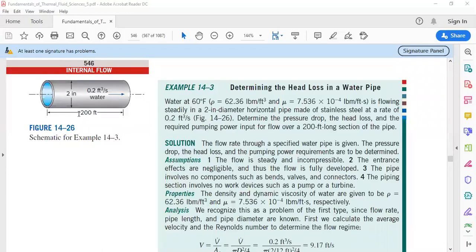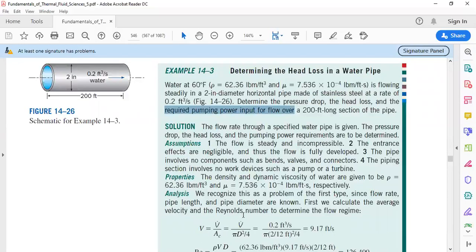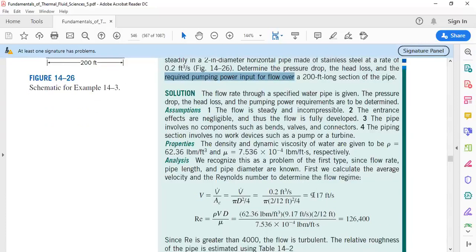The length of the pipe is 200 feet. We want to determine the pressure drop, the head loss, and the required pumping power for flow over this 200 feet long section of the pipe. So first, the average velocity is calculated as the volume flow rate divided by the cross-sectional area. That gives us this value, 9.17 feet per second.